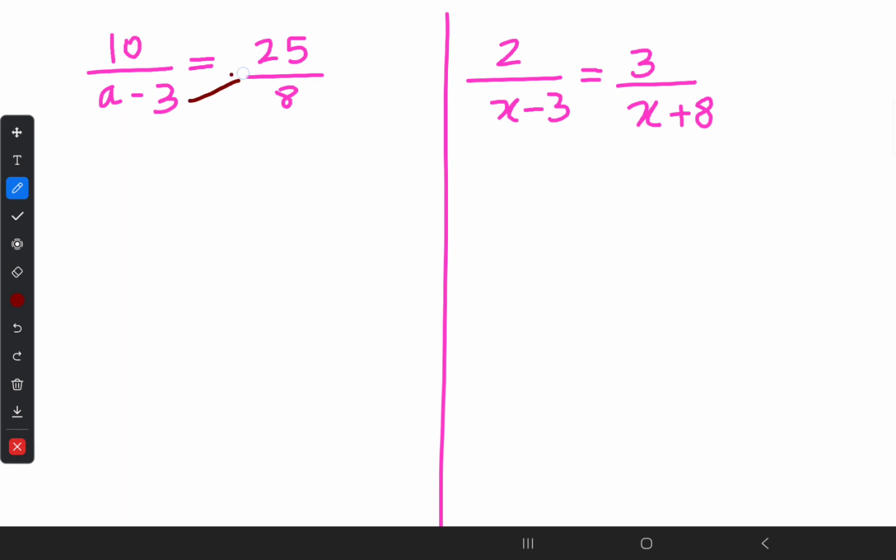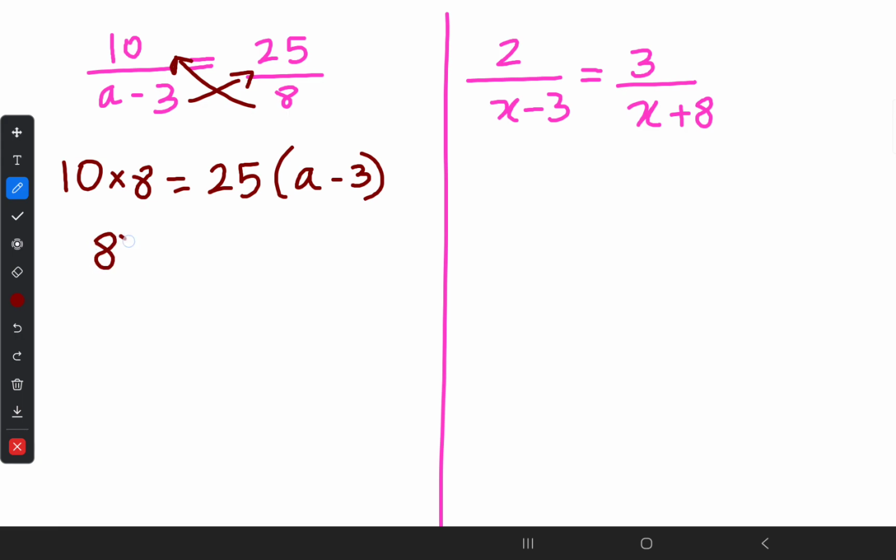So first let's multiply them, and you have to multiply these two as well. So 10 times x, likewise you have to expand 25 with a minus 3. Then 10 times 8 is 80, and 25 multiplied with negative 3 is negative 75. So look at the numerical value. 75 does not consist of any a quantities. It is only a numerical value. So you have to bring it as an addition to the other side. So 80 plus 75 should be equal to 25a.